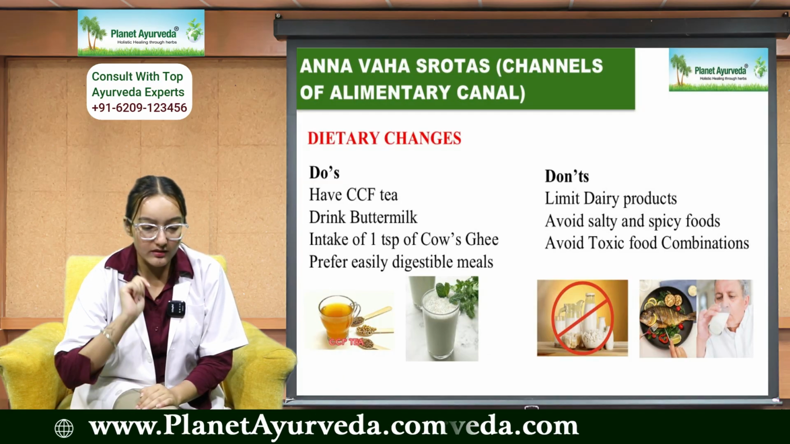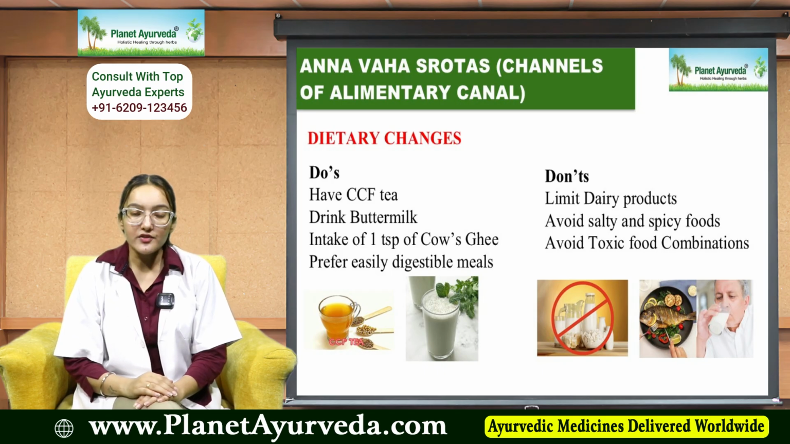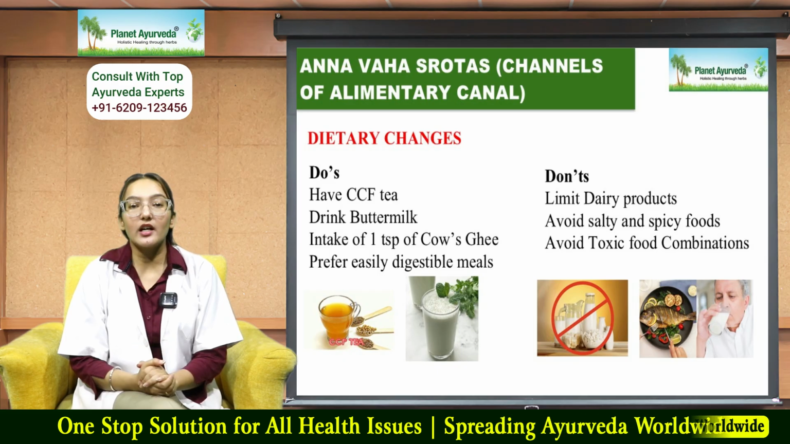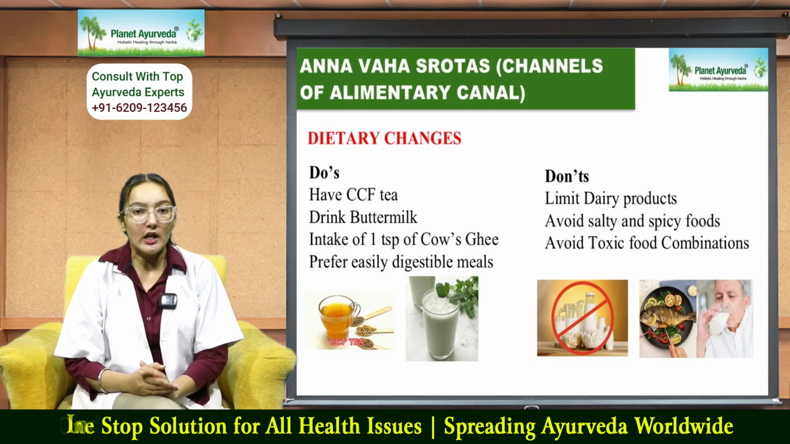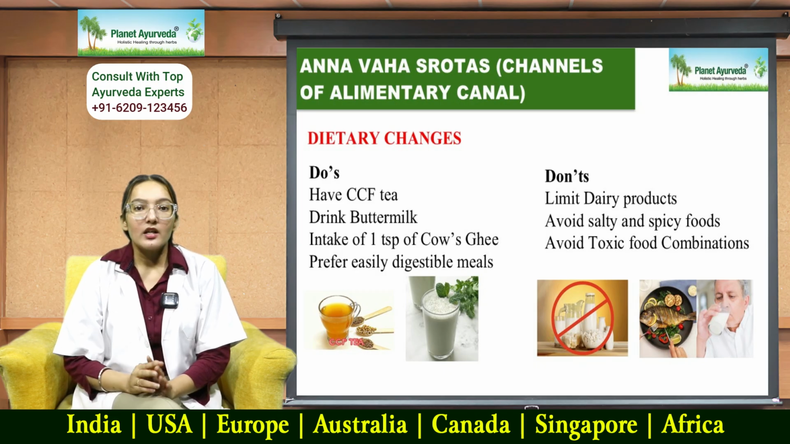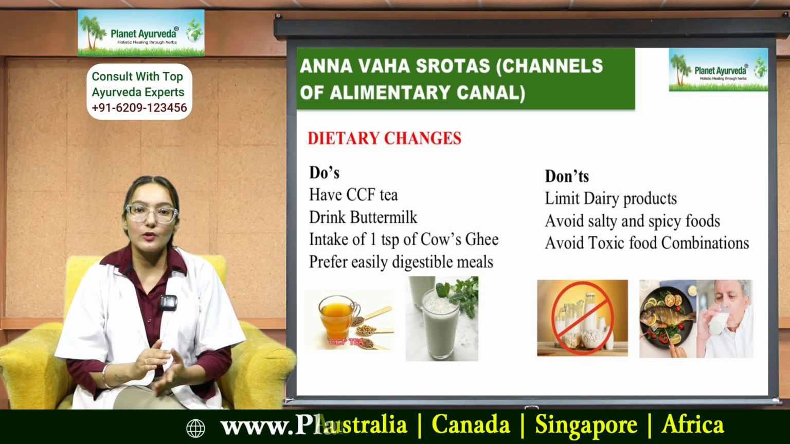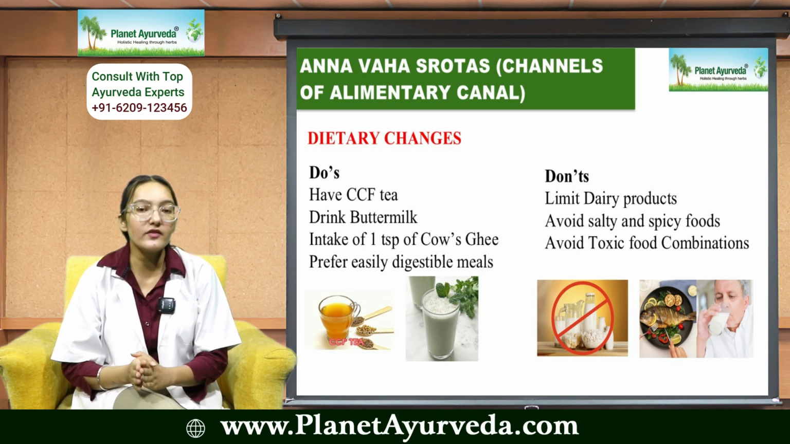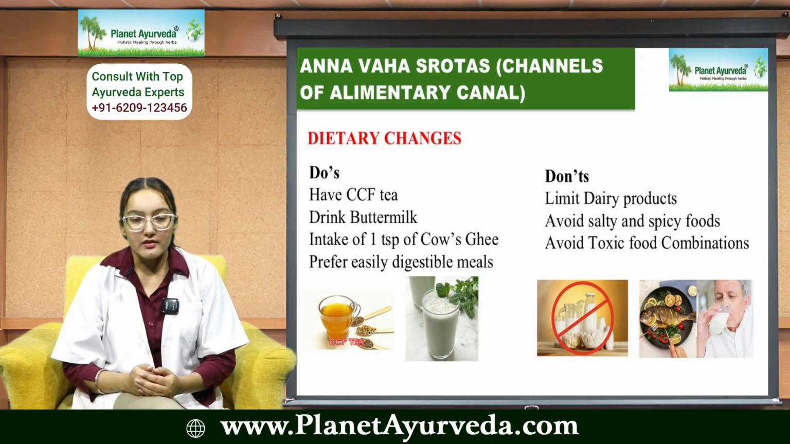So now next let's take a look at the dietary changes. What kind of dietary changes can one make if he or she has vitiated Annavaha Srotas, or the channels of the alimentary canal? As I have told you, in this case we have to look at the digestive fire of the particular person. Mainly there are three kinds of vitiated digestive fire: low digestive fire, excessive or extreme digestive fire, and irregular digestive fire.